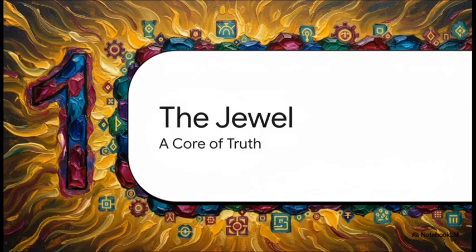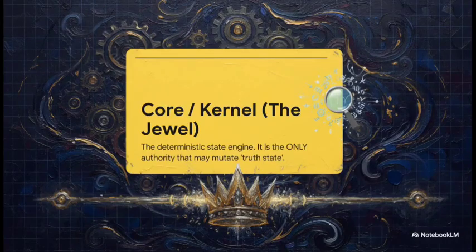Okay, let's start with the heart of the system, what the blueprint calls the jewel. This thing is the system's constitution. It's designed to be the absolute, unchangeable source of truth. And this is where the mystical language gets incredibly precise. The documentation calls the jewel by its technical name, the kernel, and it's defined as a deterministic state engine. Now pay close attention to that phrase. It is the only authority that can change the truth state. In this world, sovereignty is absolute, and it belongs entirely to the jewel.